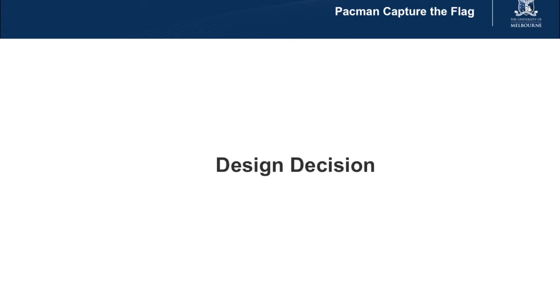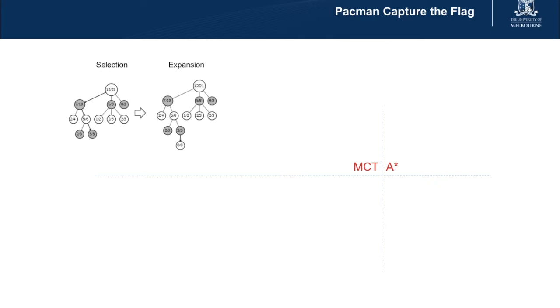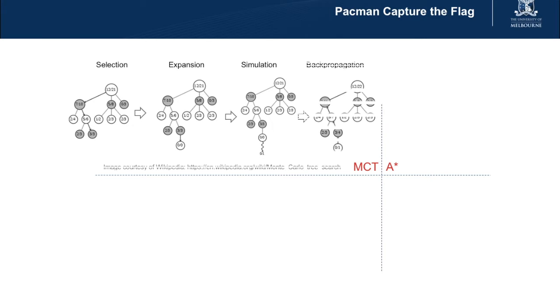The first section of this video is design decision. In our design, we utilize both Monte Carlo tree search and A-star heuristic search and combine these two together to cope with various scenarios. Monte Carlo tree search is an online strategy, consists of four important steps: selection, expansion, simulation, and backpropagation.